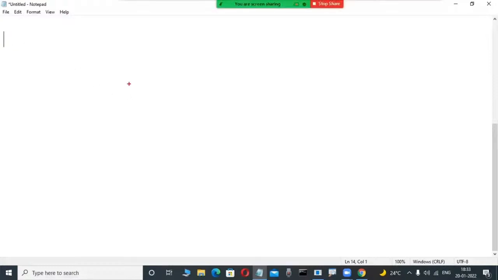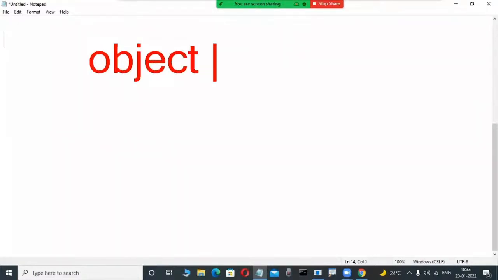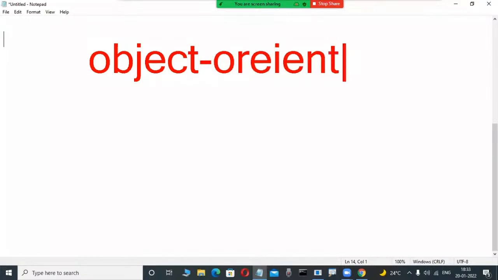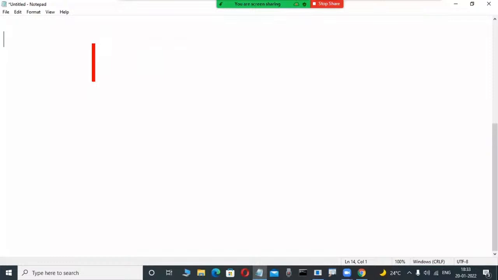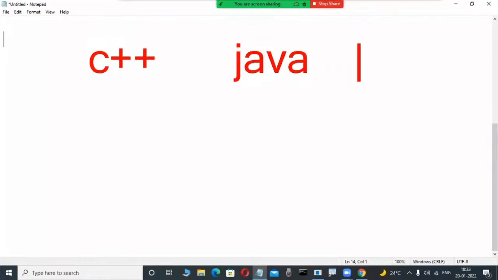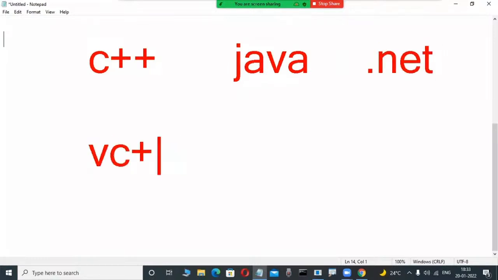Suppose there are many object-oriented languages. Maybe many of you have some technical knowledge of object-oriented languages worldwide. C++ is an object-oriented language. Java is a popular object-oriented language. C# .NET is an object-oriented language. VC++ is an object-oriented language. That's why there are so many object-oriented languages.